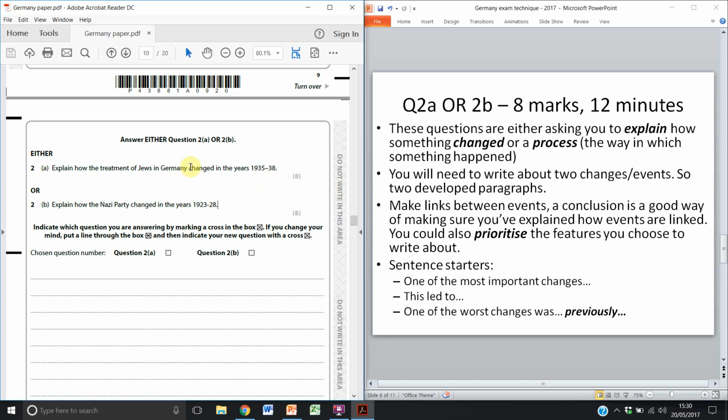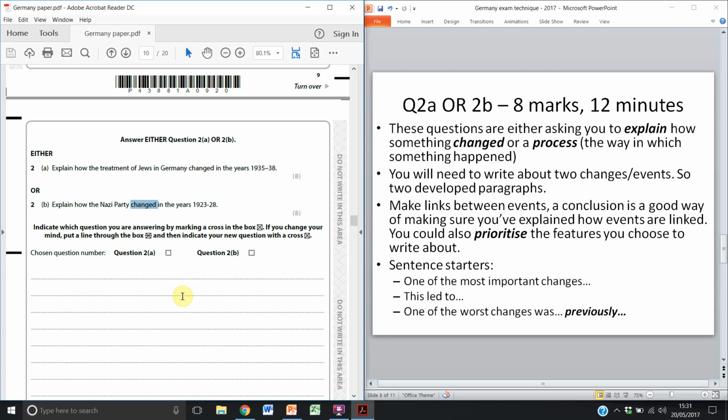Okay, you will notice both questions have the command word about explaining, all right? But also both 2A and 2B will have the word changed in it. So question 2 is all about explaining change. And if you explain change, you need to give a description about what was happening before the changes took place. So I've given the example before, explain how your life has changed in year 11 compared to year 7.